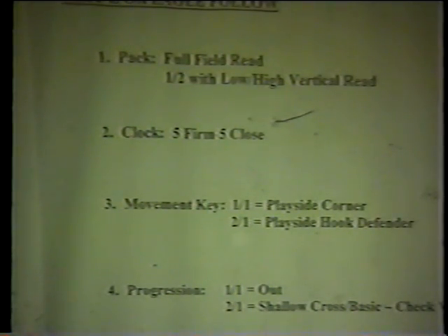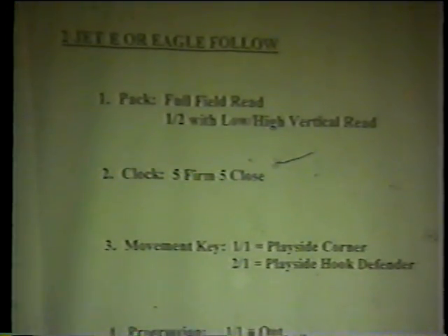This is a full field read for a quarterback, which basically means he has the ability to take care of his own pressure with a one-on-one route. It's always going to be to the boundary. I'll show the diagram in a second. If the one-on-one is taken away, he's got a low-high vertical read that's going to take place over the middle of the field. Clock on is 5 and firm on the out.